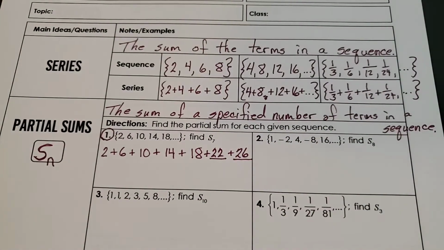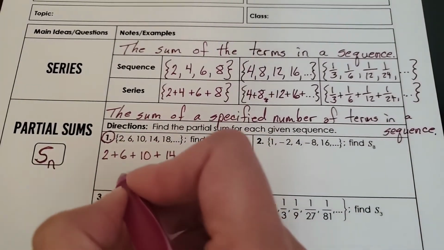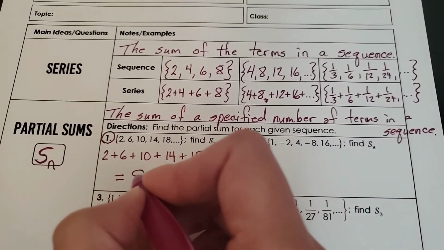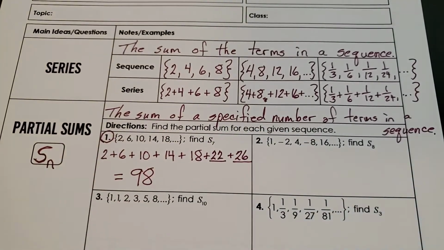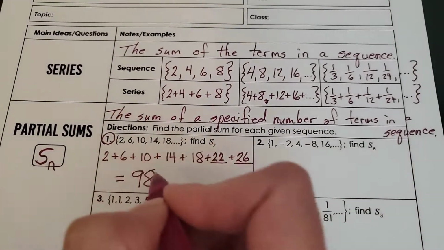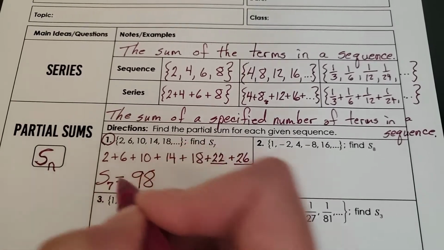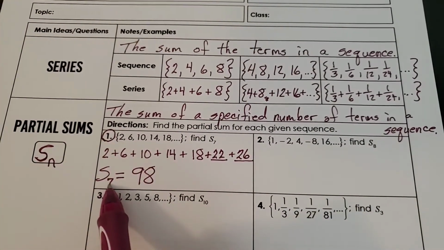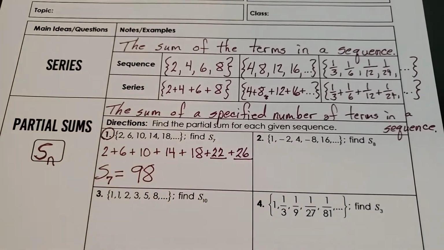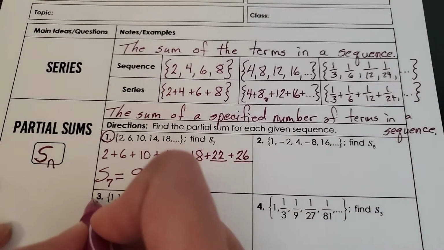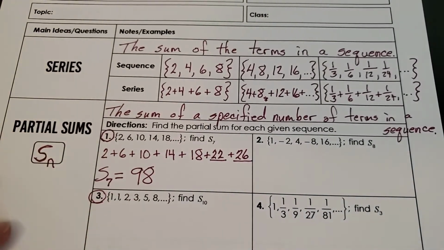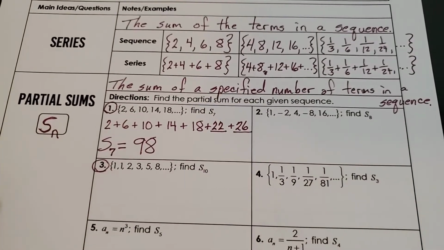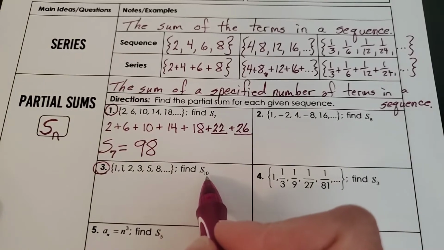And so if I throw all of those in my calculator and I add those all together, it becomes 98. So S sub 7 is actually 98. Add the first 7 terms. That's a partial sum. Okay, let's take a look at the next one. I'm going to skip number 2, but let's look at number 3. I want the first 10 terms.